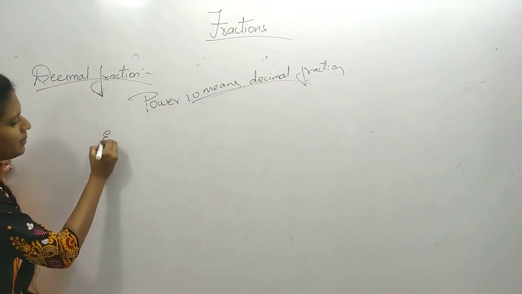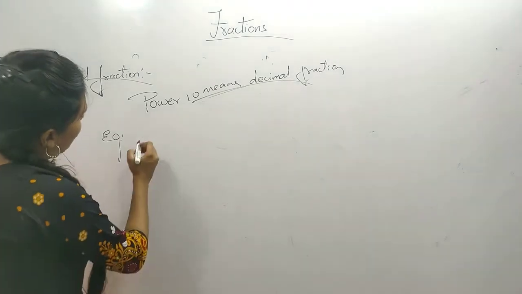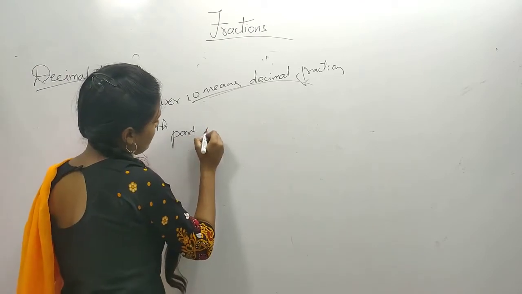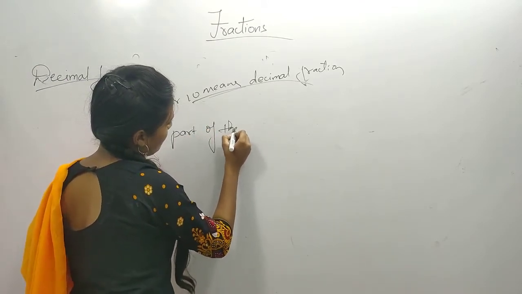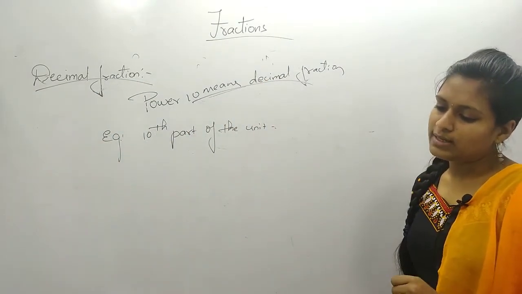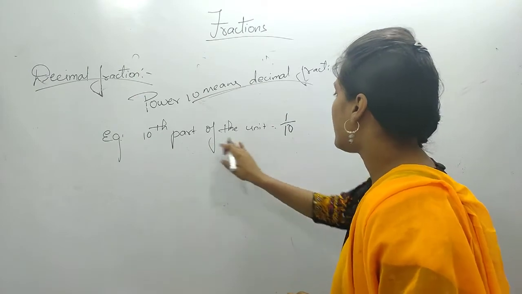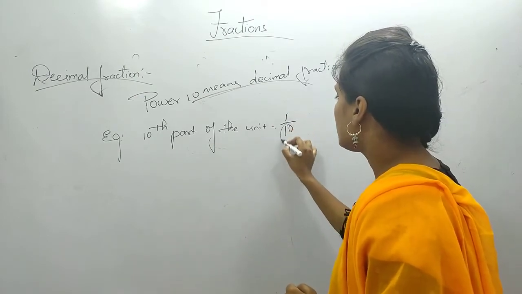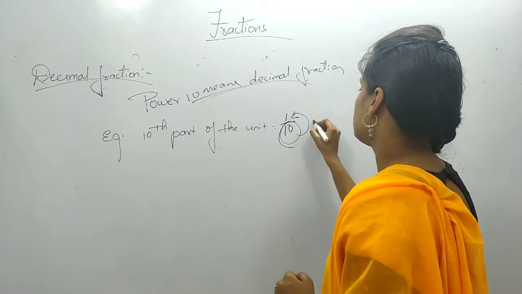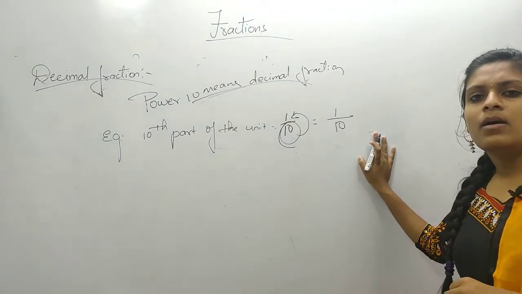Let's take an example. Take the 10th part of the unit, which is 1 by 10. You may be confused about what the 10th part means. The total is 10 parts, and among these one part is the 10th part of the unit. How can we write it in decimal form? The denominator is a power of 10, as we said in the definition.